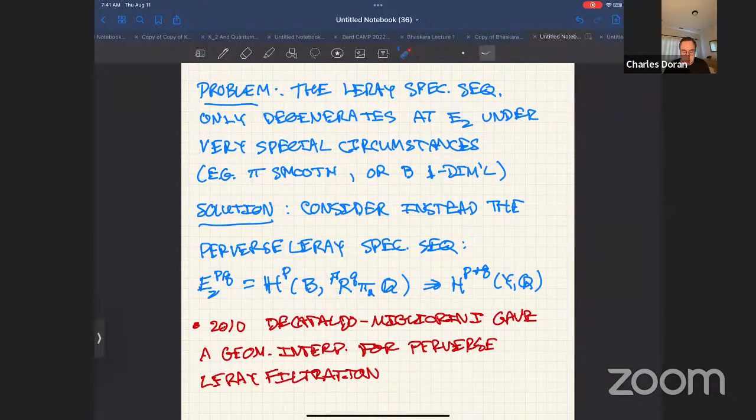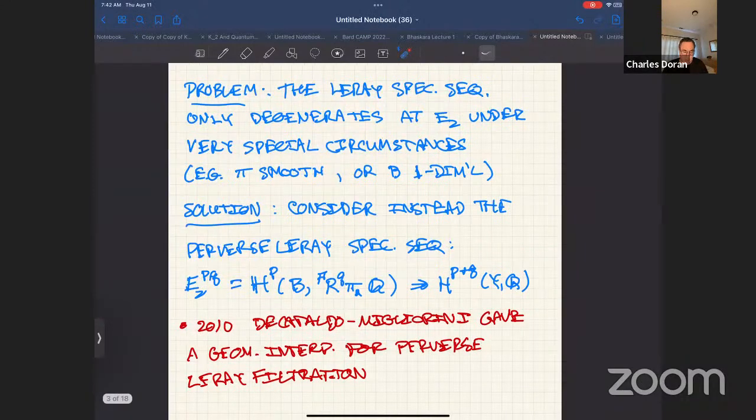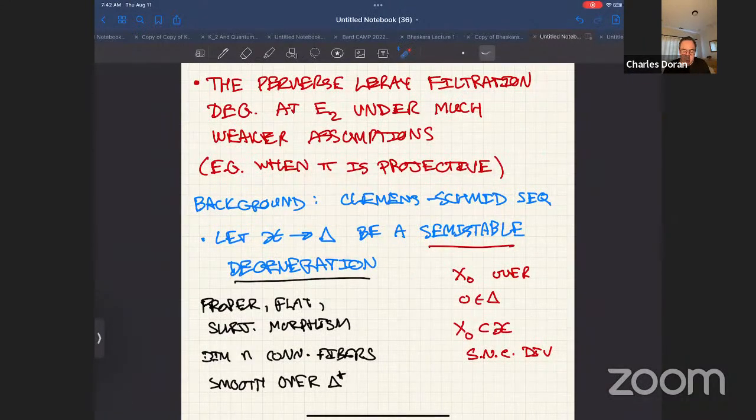So the solution is to consider instead the perverse Leray spectral sequence, okay? And in 2010, Di Cataldo and Migliorini gave a geometric interpretation for the perverse Leray filtration. It computes the same thing, but it has some very nice properties. In particular, the perverse Leray filtration degenerates at E2 under very weak assumptions. For example, when π is projective, which is great. It's going to be true for pretty much any example we're interested in.